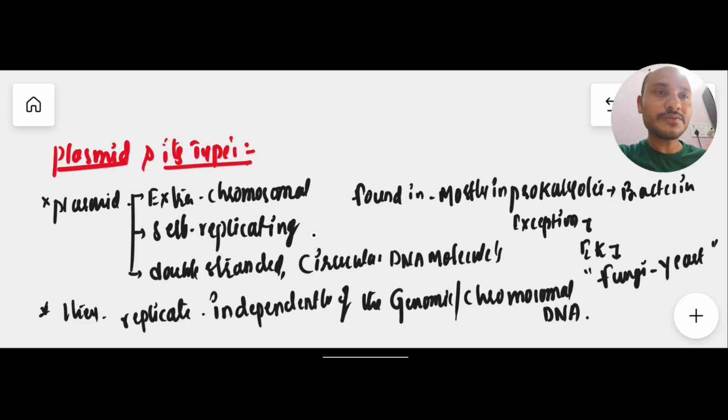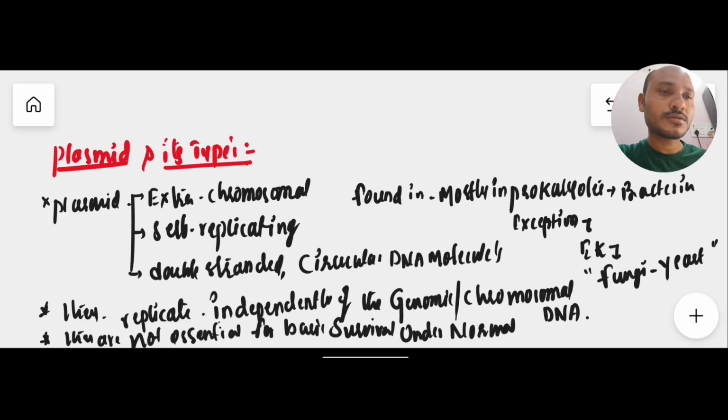Now the significance of these plasmids. While they are not essential for basic survival under normal conditions, they provide unique phenotypic characters to the host bacteria, which is very important. The best example is that these plasmids carry antibiotic resistance characters. So this is the significance of plasmids.